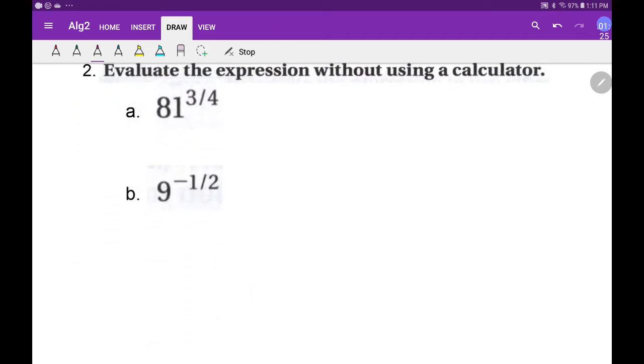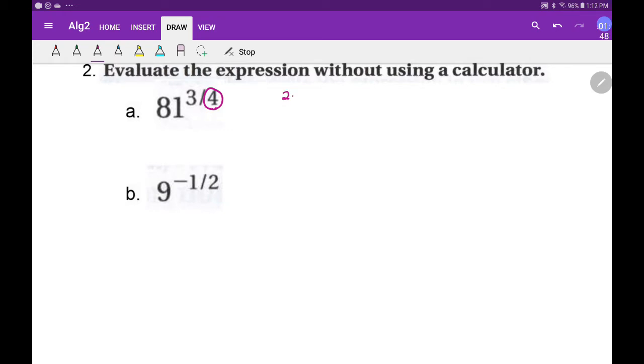Now I could raise 81 to the 3rd power first, but I don't. And then I could take the 4th root after I raised it to the 3rd power. But no, I'd rather take the 4th root first. Well, what's the 4th root of 81?